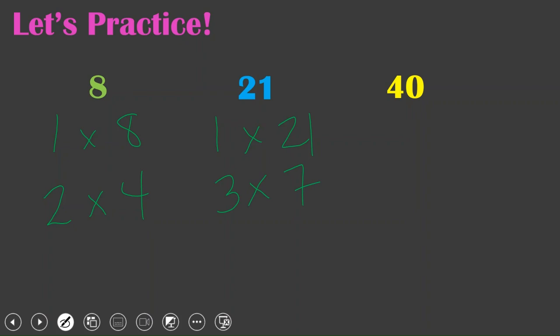All right, 40. Let's start with 1 again. We know that 1 times 40 makes 40. We also know that 40 is even, so we know that 2 times a number is going to equal 40. So 2 times 20 equals 40. The next number that goes evenly into 40 is 4. So 4 times 10. 5 also goes evenly into 40. 5 times 8. 6 doesn't go into 40. 7 definitely does not. And then we're back to 8. So these are all of our factors of 40.